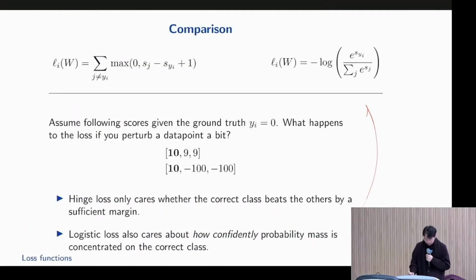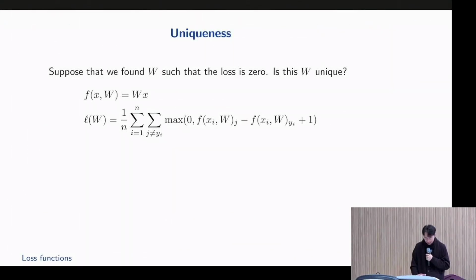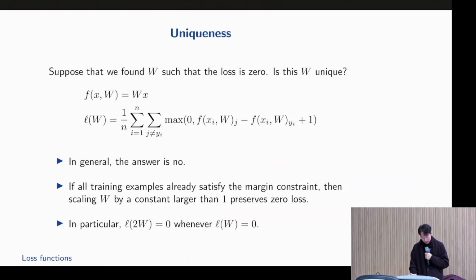All right, so we already discussed this part. And another thing that's important is, suppose you found W such that loss is 0. Now the question is, is this W unique? In this example, we're using a very simple linear model. And the answer in general is no.